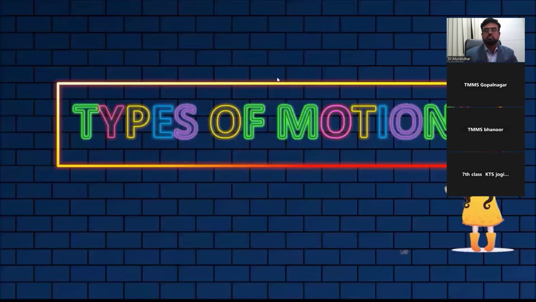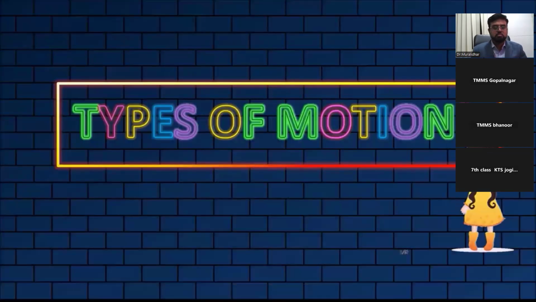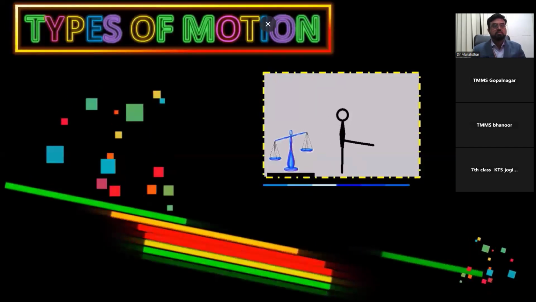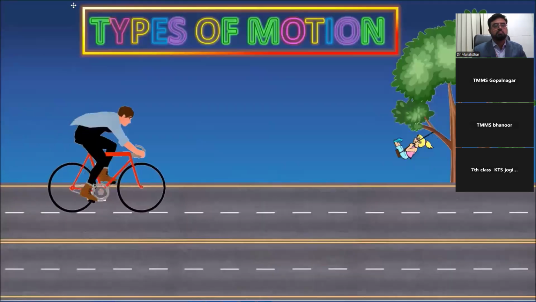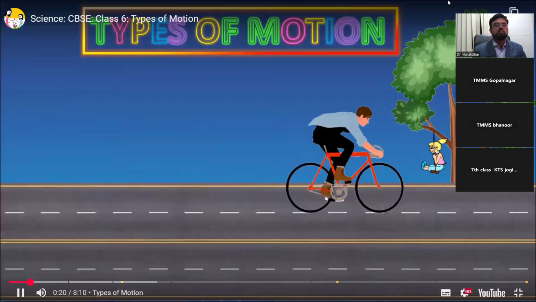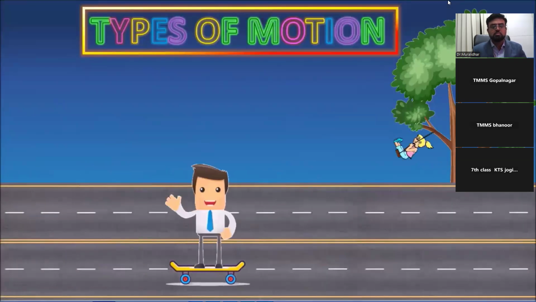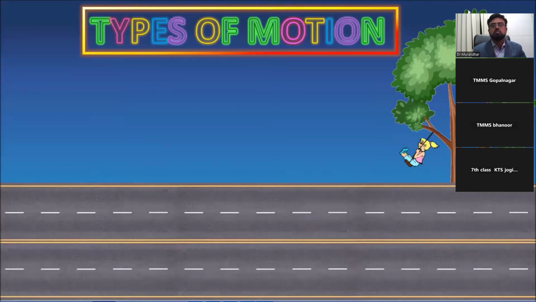Hi, today I'm here to discuss with you the various types of motion. The whole world is in some kind of motion. For example, a cyclist going on a straight road, the blades of a moving fan, a child on a swing. They are all regarded as being in motion.